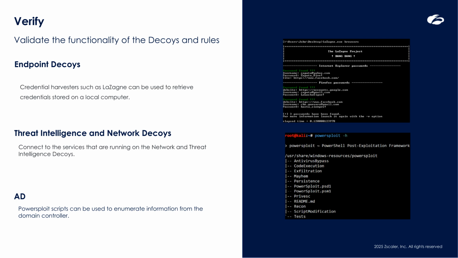Once you've deployed your decoys and configured your rules, you will want to validate that these are working as configured. As an example, here are some of the ways you can trigger various decoy types to generate deception alerts. For endpoint decoys, you can use a credential harvester, such as LaZagne, to retrieve credentials stored on a local computer. For threat intelligence and network decoys, you can simply access the services running on these decoys like an attacker would while performing recon. Finally, for Active Directory decoys, PowerSploit scripts can be used to perform AD enumeration.